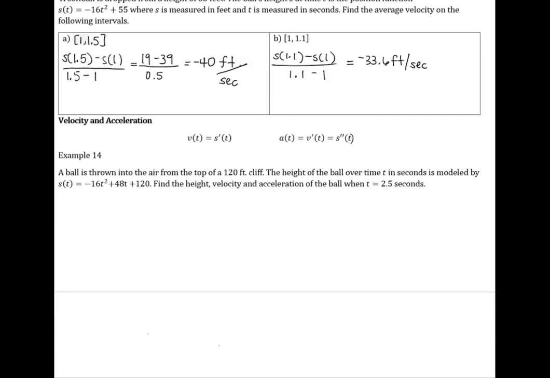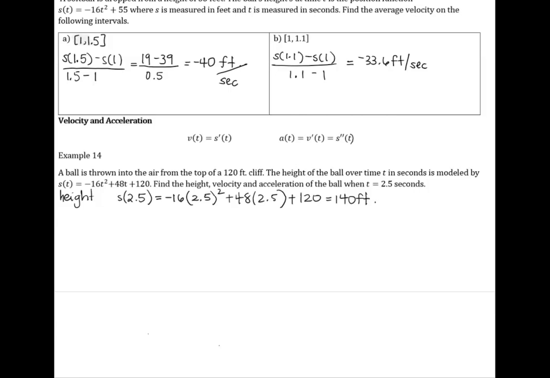In order to find the height of the ball at 2.5 seconds, we need to plug 2.5 into the position function, because that will give us the position, the height of the ball after 2.5 seconds. And that tells me that after 2.5 seconds, the ball is 140 feet into the air.